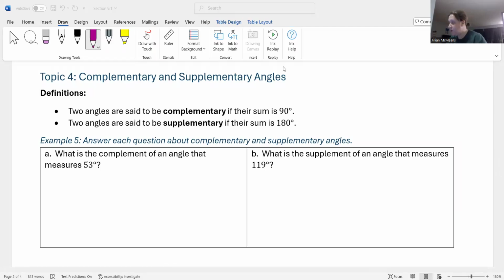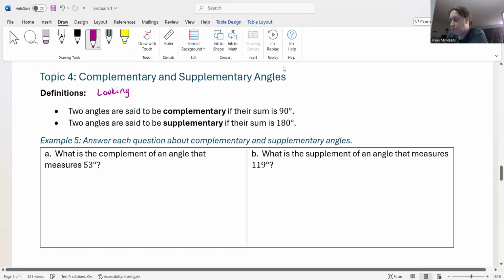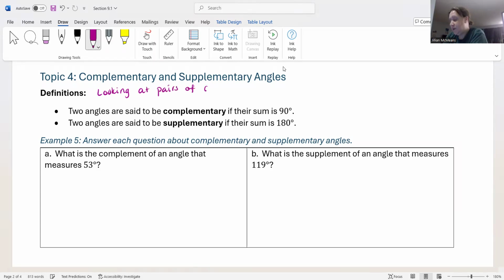For topic 4, we're going to look at two types of angle pairs, and they're called supplementary and complementary angles. So you're not looking at just one angle by itself, you're looking at pairs of angles, okay? So here we're looking at pairs of angles. And if you think of a pair, it means you're looking at two angles that meet some specific criteria. Okay, so we have two definitions here.